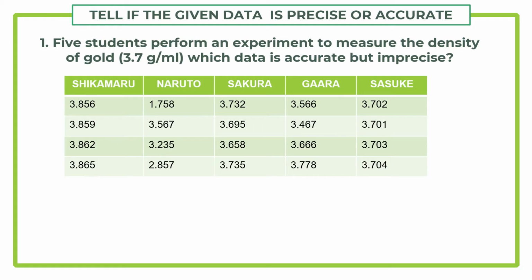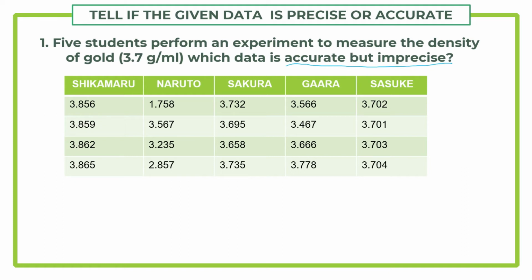Next one is data about the measurement of the density of gold. It shows precision and accuracy in real-life situations. For example, we have an experiment where 5 students perform an experiment to measure the density of gold. That is 3.7 grams per mL, which is accurate but imprecise. So what we are looking for here is data that is accurate but imprecise.